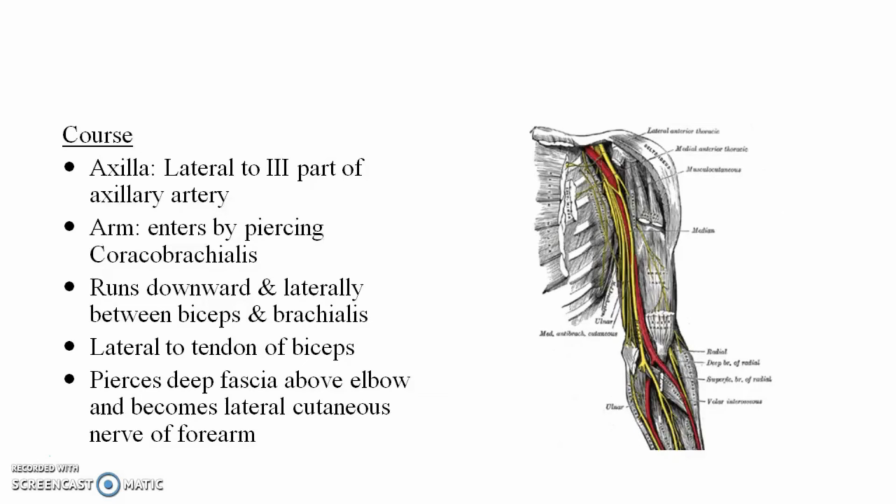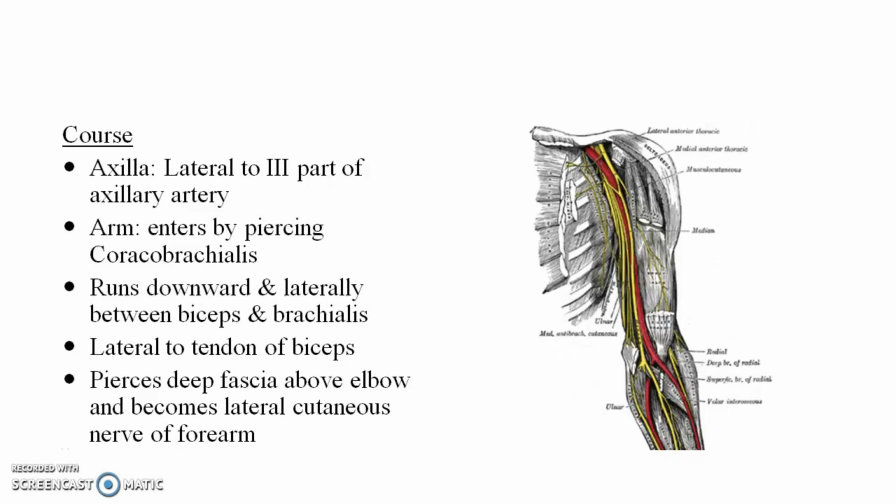As you know, the axillary artery has 3 parts. Then it enters the arm region. In the arm region, the musculocutaneous nerve enters by piercing a muscle called coracobrachialis. Then it runs downwards and laterally between the biceps and brachialis muscle, and then it is related lateral to the tendon of biceps. After piercing the deep fascia above the elbow, it becomes the lateral cutaneous nerve of forearm.